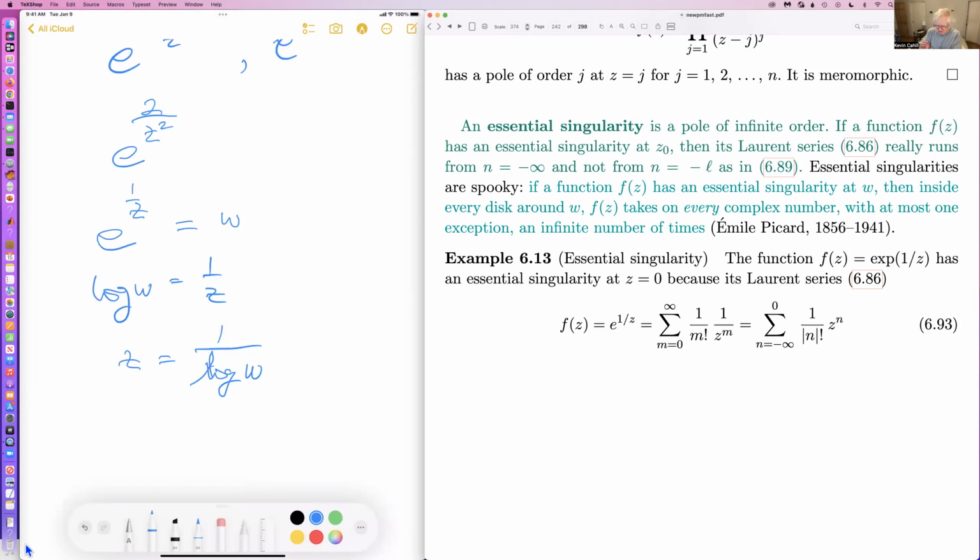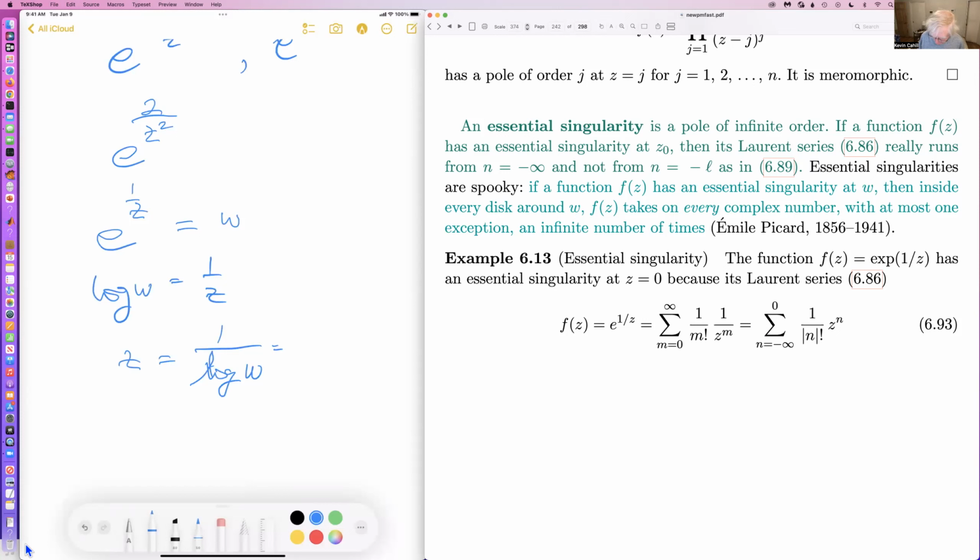And so arbitrarily close to z equals 0, e to the 1 over z takes on the value w an infinite number of times. And you might say, well, why is there an infinite number of times?